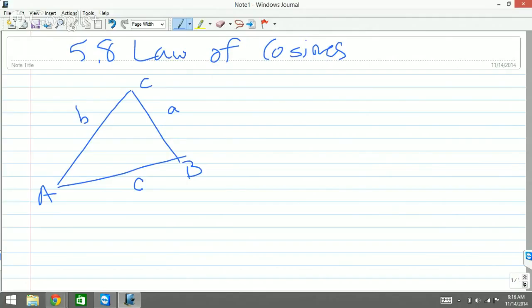There are three different ways to write this law of cosines. Here's one of them: A squared equals B squared plus C squared minus 2BC cosine A. Does it look kind of familiar? Kind of like the Pythagorean theorem? It's just not a right triangle, so we have to work it a little bit. So this is your Pythagorean theorem of non-right triangles, basically.